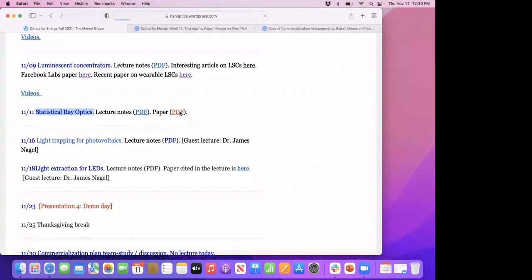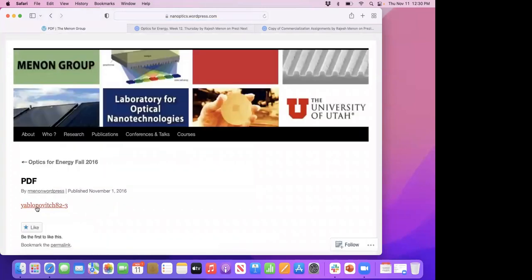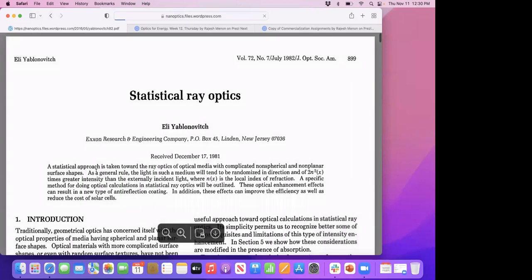But before I do that, I just want to point out this whole approach is based on this paper by Eli Yablonovitch. It's an old paper from the 80s, and it's called statistical ray optics. So the basic idea is quite simple. So far, we've been talking about geometrical optics, right? And simple shapes like spheres, plane surfaces, parabola, and so on.